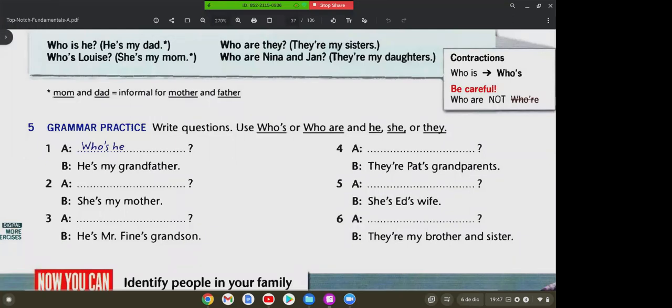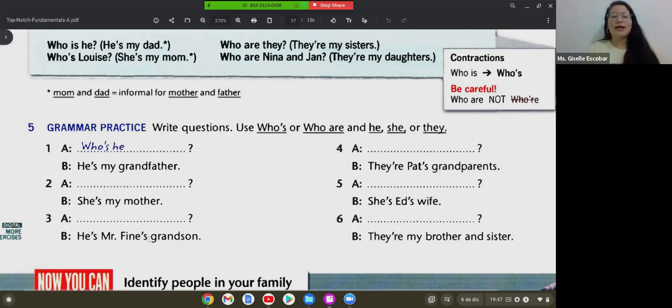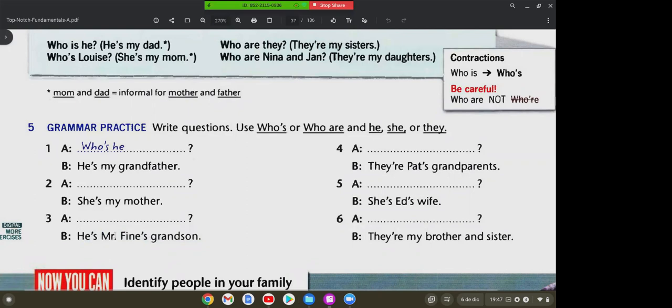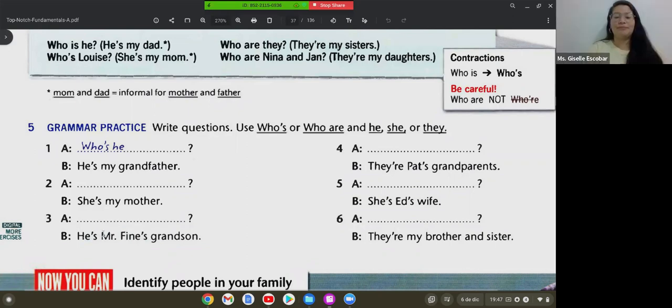Who are they? ¿De cuántas personas está hablando la respuesta? He is Mr. Fine's grandson. Él es el nieto de Mr. Fine's. Mr. Fine, sorry. So, ¿de cuántas personas está hablando la respuesta?